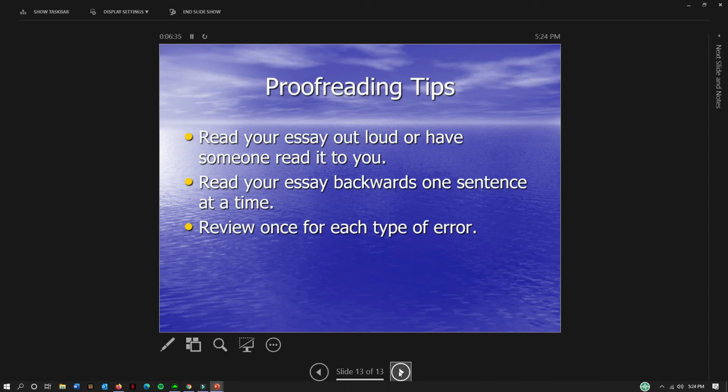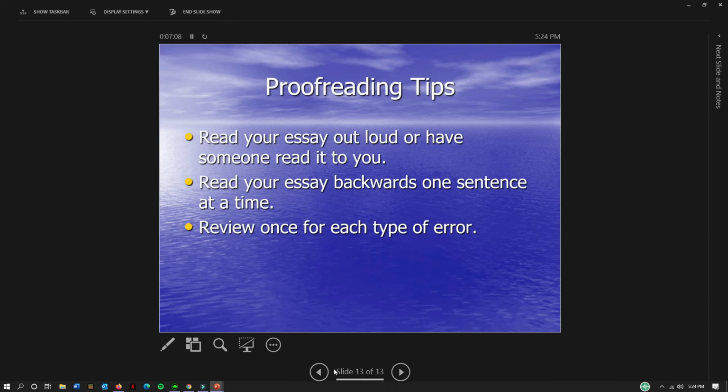Proofreading tips. Read your essay out loud or have someone read it to you. Read your essay backwards, one sentence at a time, and review once for each type of error. So go through once looking for commas, go through again looking for run-on sentences, go through again looking for sentence fragments, so on and so forth. Especially if you know you have trouble with a particular thing. So if you tend to write in run-on sentences, definitely read through a couple of times looking just for run-on sentences.